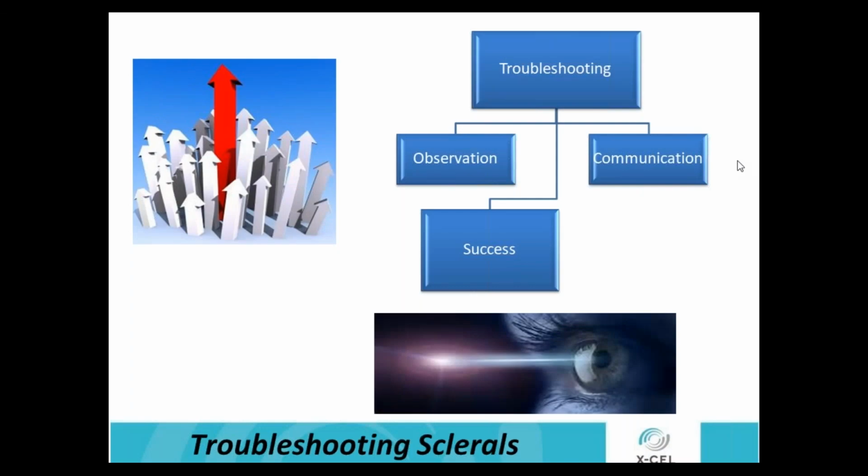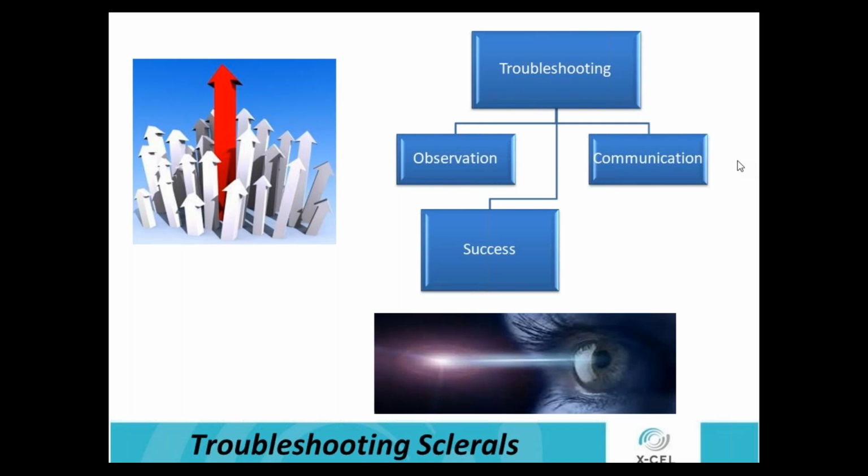Troubleshooting is really two-pronged. It's what you observe and then the communication with that. To me, it's obviously reading, looking at the floor scene and looking under the slit lamp, and that observation and what you see is probably the biggest part of it.